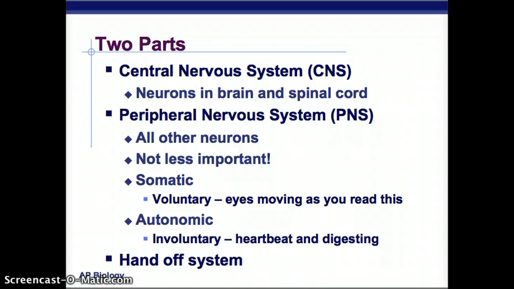It's a handoff system between the two. So that's between the somatic and the autonomic. So the somatic system, you may choose not to breathe for a moment. And then I give it back over to my autonomic system and I let it think for itself as to when I need to breathe.